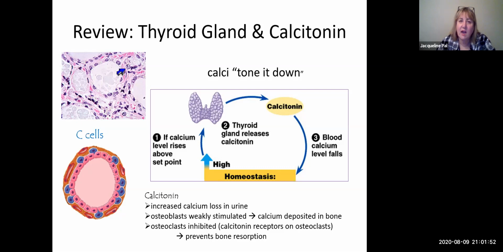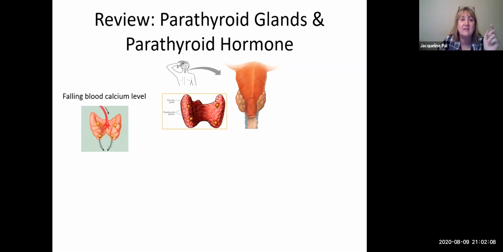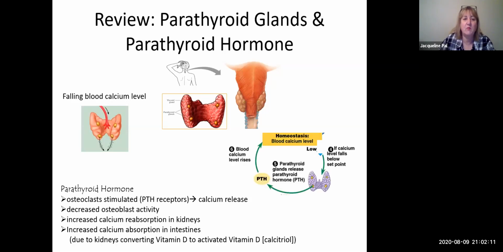In contrast to the thyroid gland and calcitonin being stimulated by high blood calcium levels, that's the stimulus, don't just say calcium, high blood calcium. When we have low blood calcium, we are going to stimulate the parathyroid glands to secrete parathyroid hormone. And so osteoclasts then become super active because they have parathyroid hormone receptors, and so calcium gets released out of the bone. Osteoblasts become inactive.